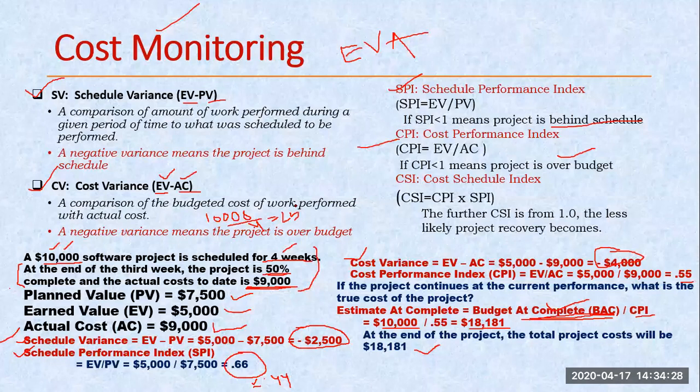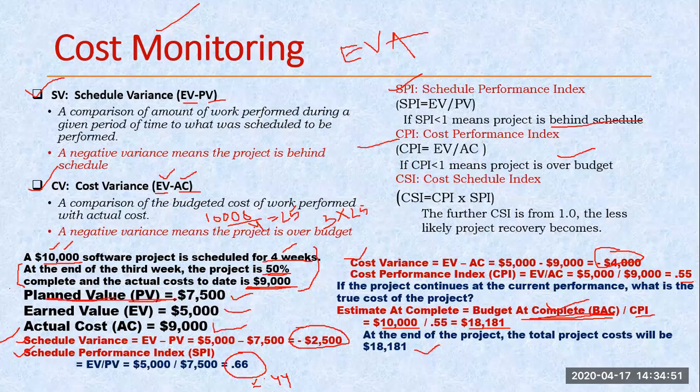2500. ठीक है. Now the scenario is given at the end of the 3rd week. So 3rd week means 3 weeks are done, or for 1 week what is the cost? 25. So if I multiply 25 with 3, that becomes 75. So that is my planned cost. Okay, that is my planned value.